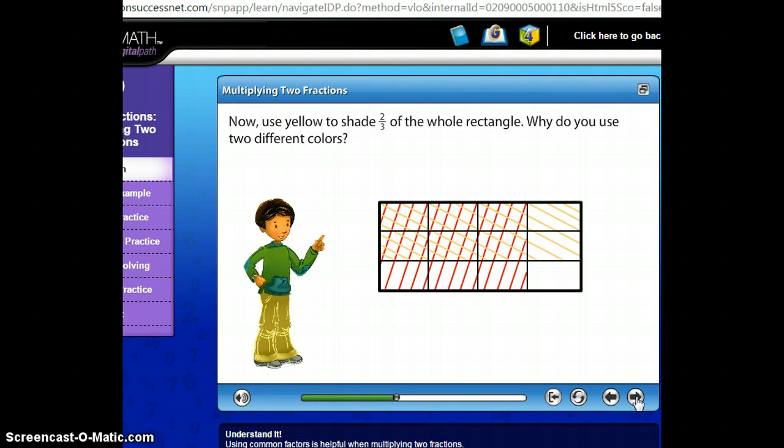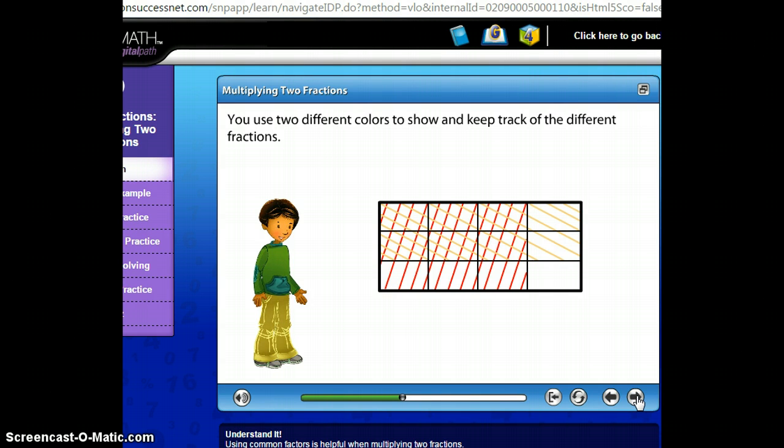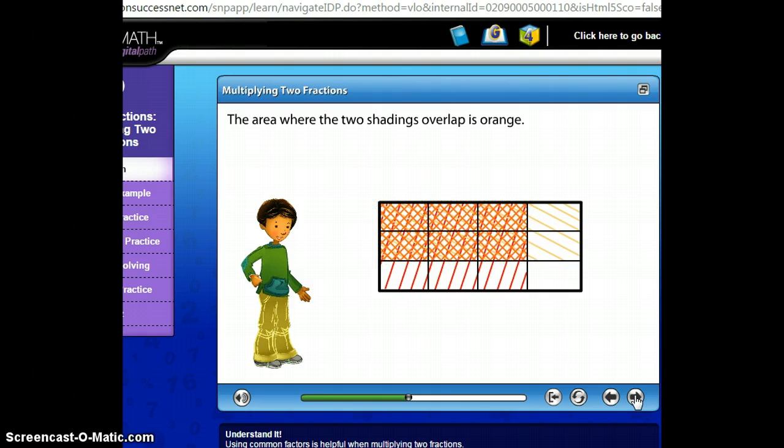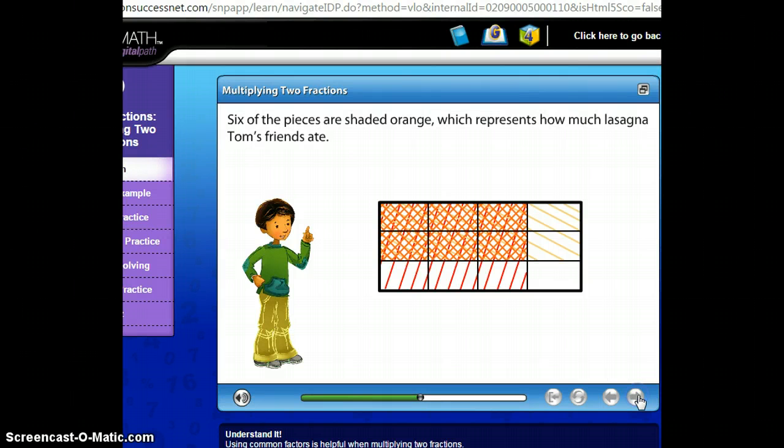Now, use yellow to shade 2/3 of the whole rectangle. Why do you use two different colors? You use two different colors to show and keep track of the different fractions. The red was the fourths, now the yellow is for the thirds. The area where the two shadings overlap is orange, because red and yellow mix. How many of the pieces are shaded orange? 2, 4, 6. 6 of the pieces are shaded orange, which represents how much lasagna Tom's friends ate.